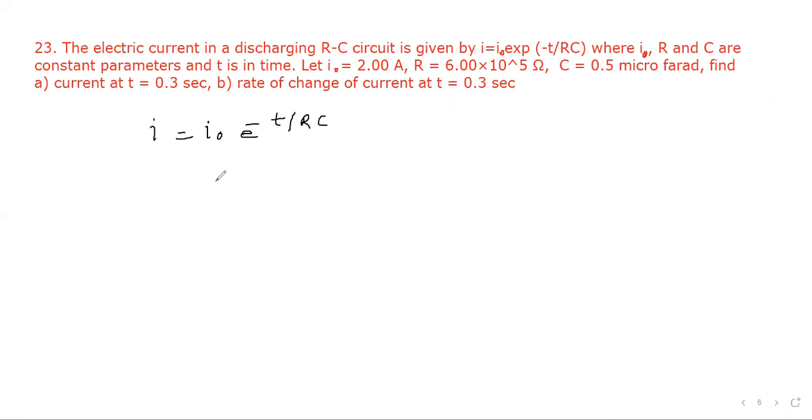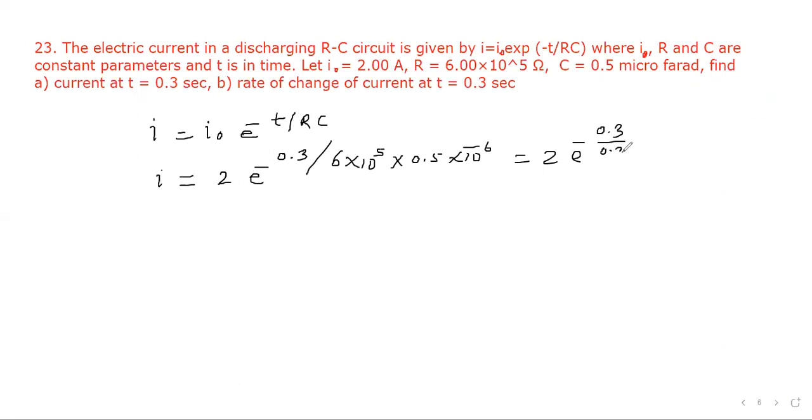So let's find out the current by putting the value. I equal to I0, which is given as 2, into e to the power minus t, t is 0.3, divided by RC. R is 6 into 10 to the power 5, into C is 0.5 into 10 to the power minus 6. So we will get 2 into e to the power minus 0.3 upon 0.3. So it will become 2 into e to the power minus 1, that is 2 upon e ampere.